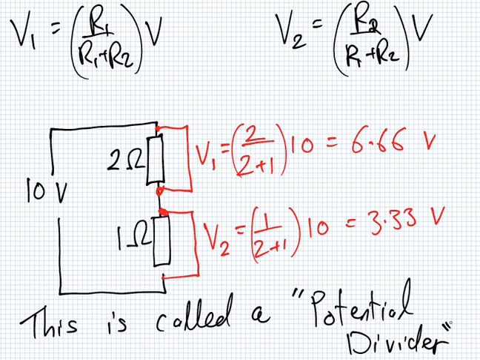This type of problem, this type of circuit, is called a potential divider, because what it does is it takes your 10 volts and it splits it into 6.66 and 3.33 volts.